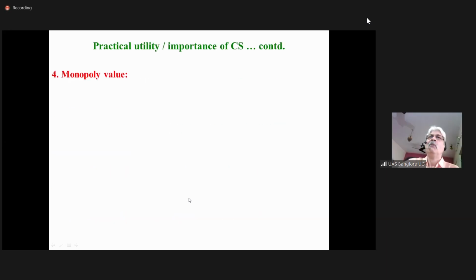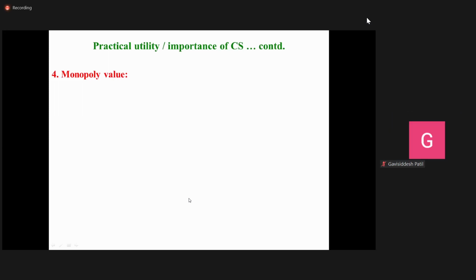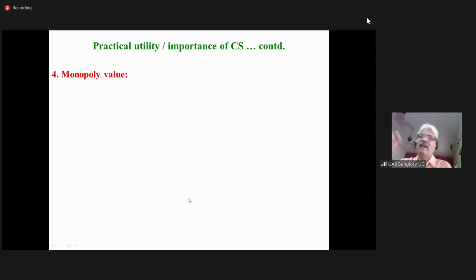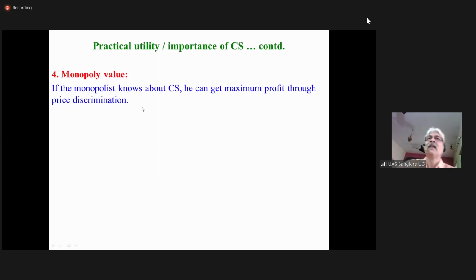Okay. Monopoly value. Monopoly means, who is a monopolist? I think I've explained while telling you about the market structure. Monopoly means there is only one seller. If there is only one seller, then he can resort to price discrimination. I've explained it. If the monopolist knows how much consumer surplus is there, then he can get maximum profit through price discrimination.